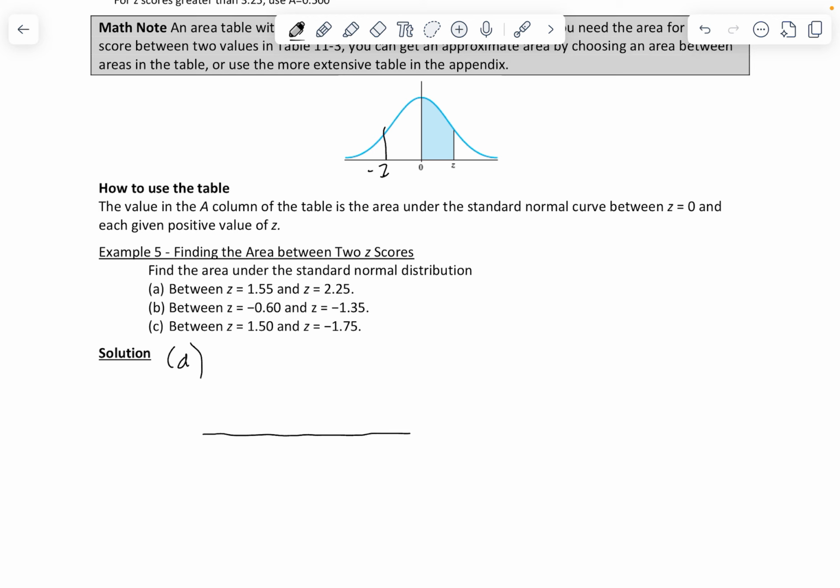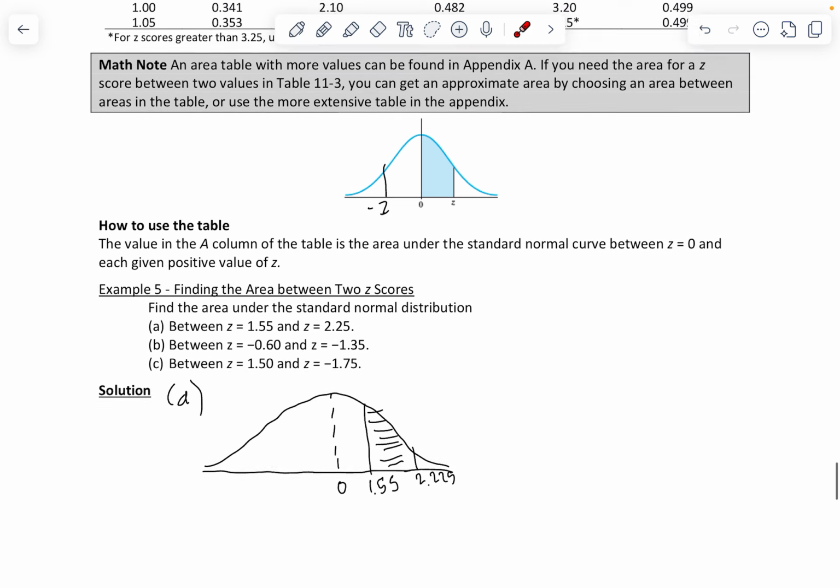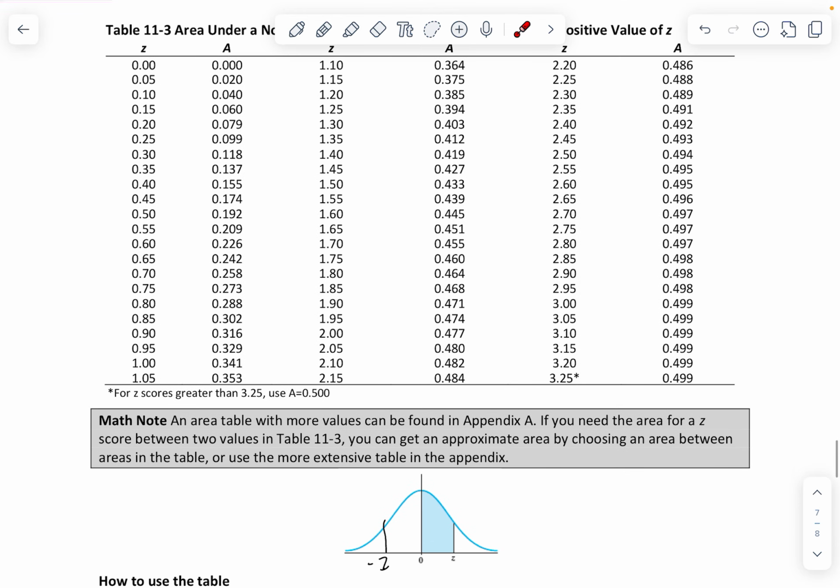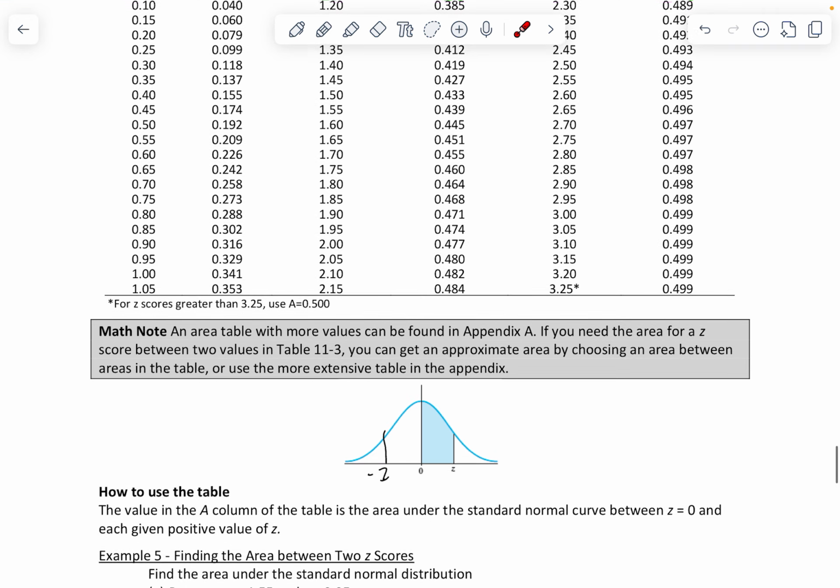Okay, we've got a normal distribution. This is my standard normal distribution, which means the middle is 0. 1.55 is going to be somewhere over here. 2.25 is going to be even farther to the right, right? So we're trying to find this area. Okay. So what can the table tell us? Well, let's start with the 1.55 value. If I go up here and find the z-score 1.55, what area does that correspond to? It corresponds to an area of 0.439.